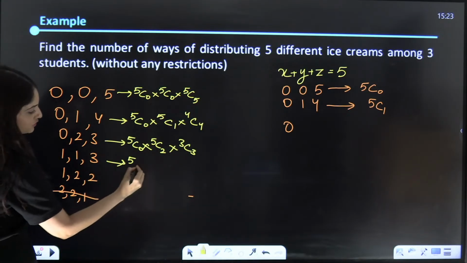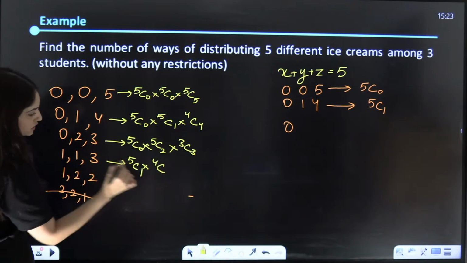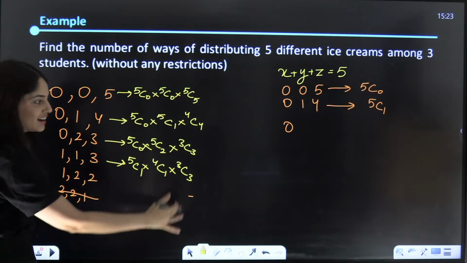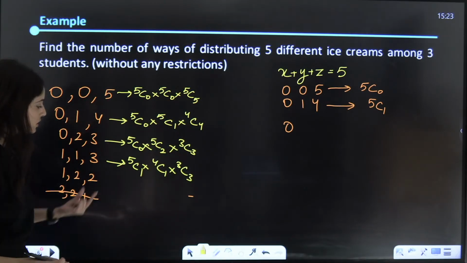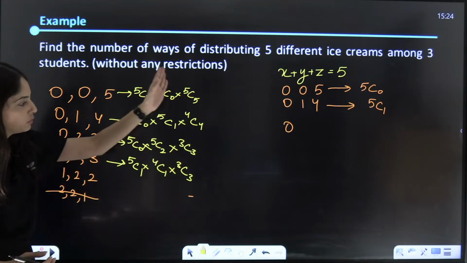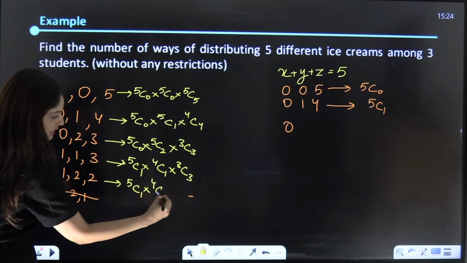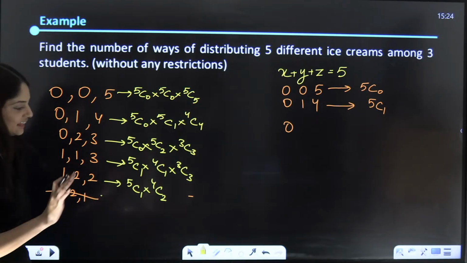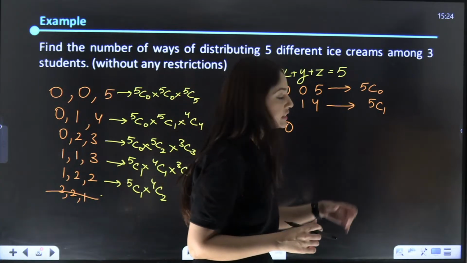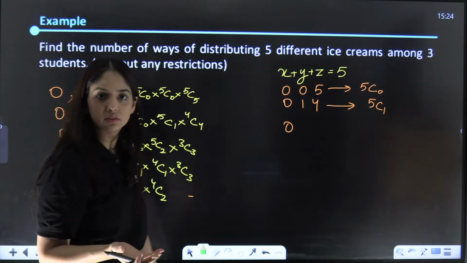Now 5C1, we first select this one ice cream, out of the remaining 4 we select this one ice cream and the remaining 3. So now I don't have to do the last one, right? It will always be one possibility. If we have selected these, then the remaining ice creams will go here. So I'm not going to write this anymore, and now we have 5C1 into 4C2, and that's it. Now for each of these cases we also have to see how many arrangements are possible, right?